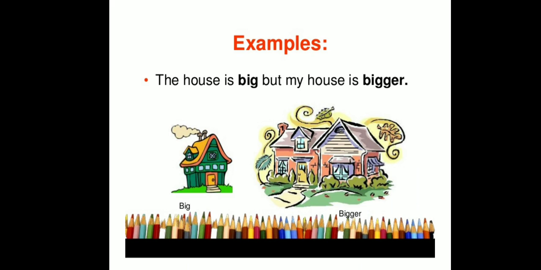So dear children, let us look at the first one, left side house, and you can see the right side house. The left side house is big. What about the right side? It is bigger. By adding er to big, we can make it a comparative adjective. The left side house is big, but the right side house is bigger. Here you can find the comparison is made between two houses. So big, bigger. Big is a positive adjective, whereas bigger is a comparative adjective.